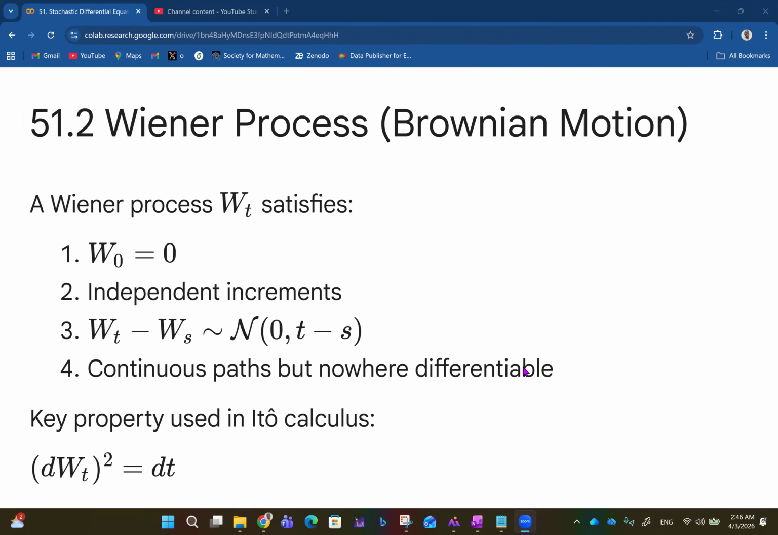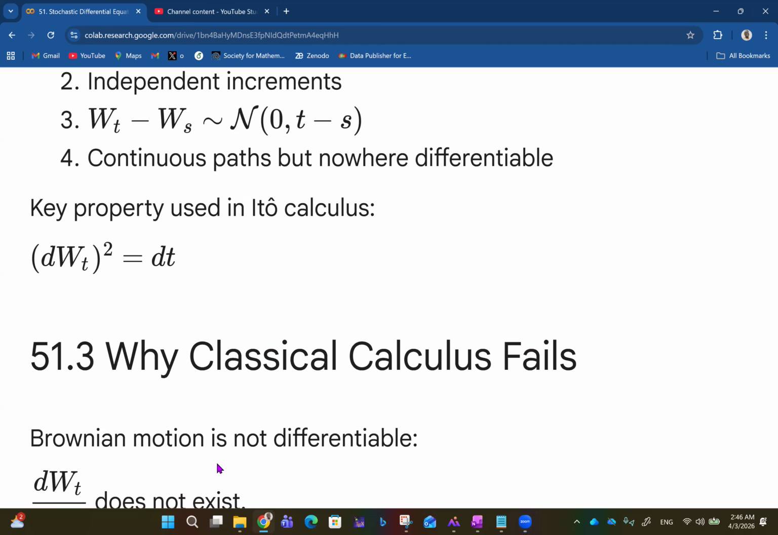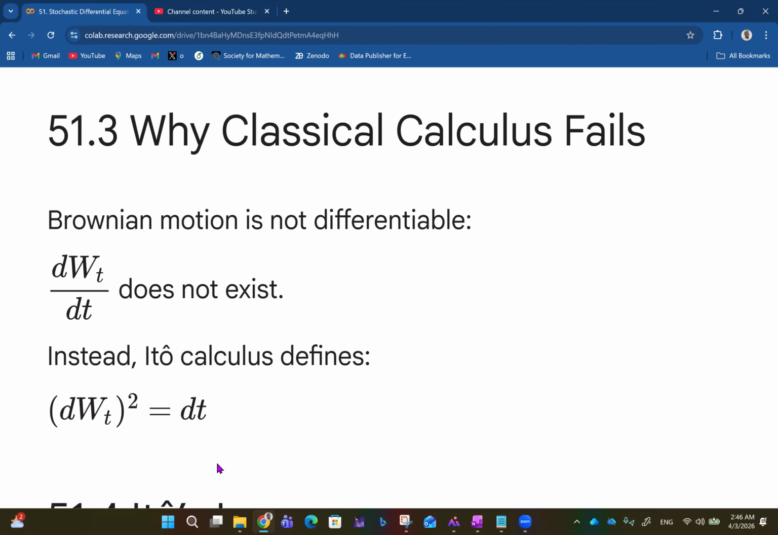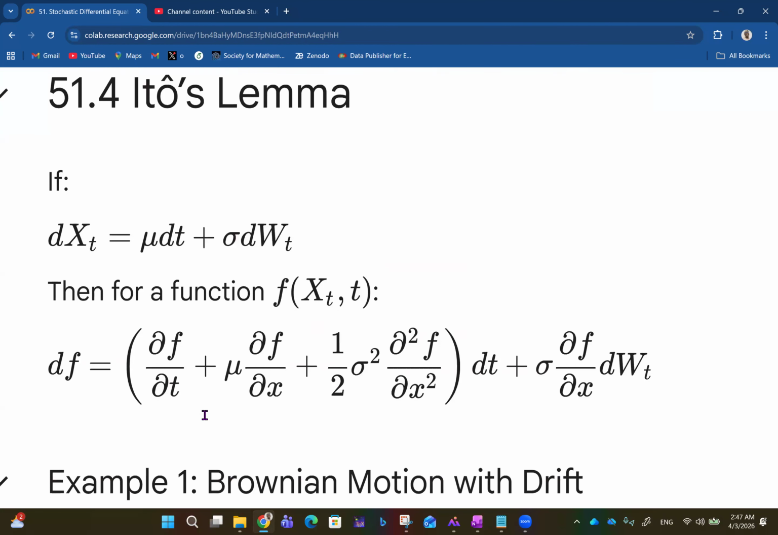The reason why stochastic calculus is useful in the first place is because it is nowhere differentiable, meaning that dW/dt does not exist. And it has one key property in Ito calculus, that (dW_t)^2 = dt. So now the question is, why does classical calculus fail in this case? First of all, Brownian motion is nowhere differentiable, right? The dW/dt does not exist, like I just said. Instead, Ito calculus defines that (dW_t)^2 is equal to dt. So that's what we have.